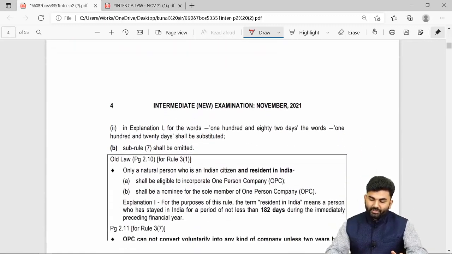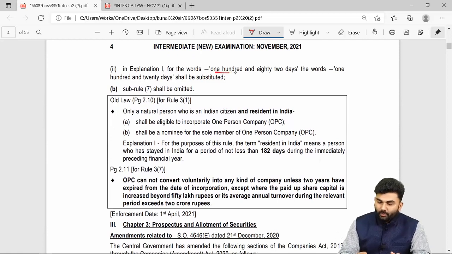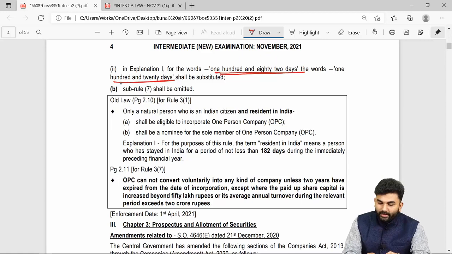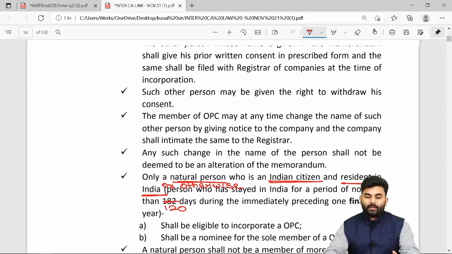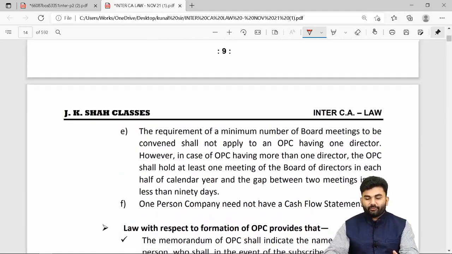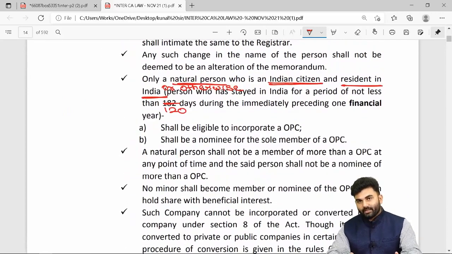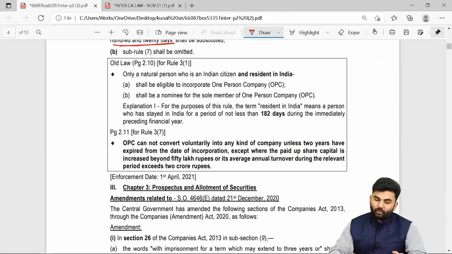Okay, one more change. When I talk about resident of India, the provision was about 182 days, but now it is to be made 120 days. So over here, instead of 182 days, you have to make it 120 days. These are the changes which will be reflected on your page number 10 to be more precise.